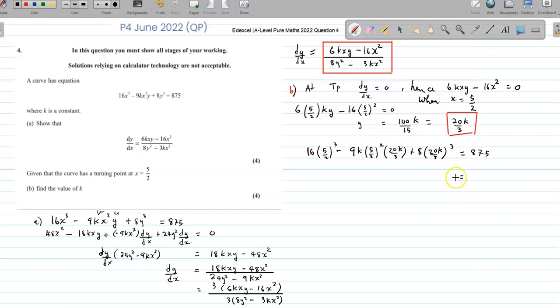And upon simplifying this and rearranging the formula to get k, we have k as the cube root of 64 over 27. We have the cube root of 64 over 27, and that gives us k as 4/3. So here ends question 4. k is 4/3.